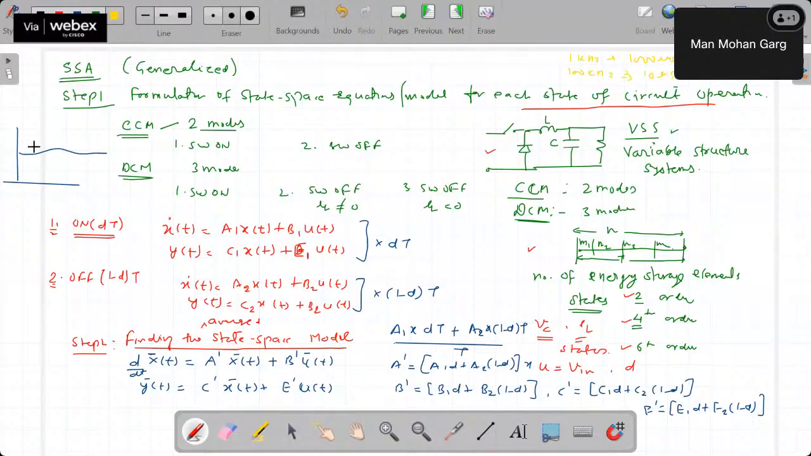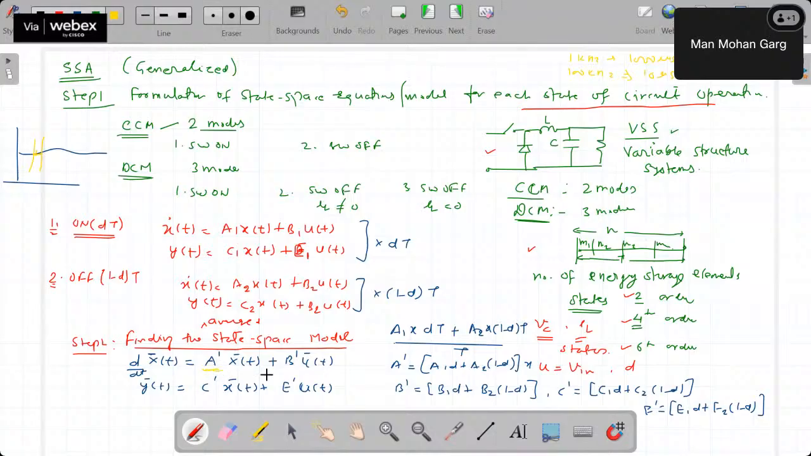Okay, so we take a 10 microsecond part from here, in which some part is on time and some part is off time. So what we do is take averaging over that. This is a very small time, and we are doing averaging over that. Now, step 2 is complete, but what is happening here?